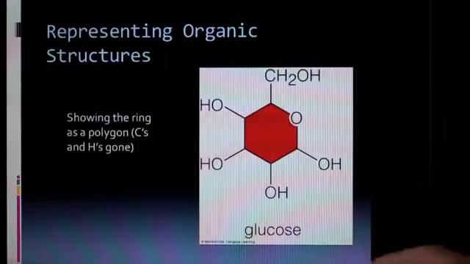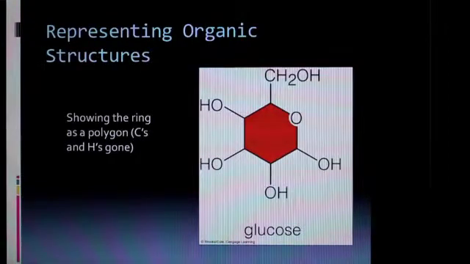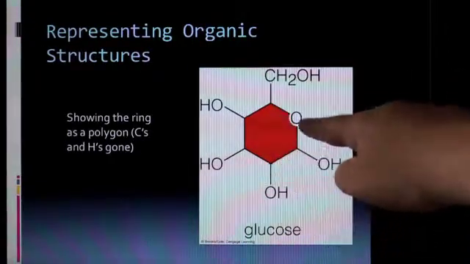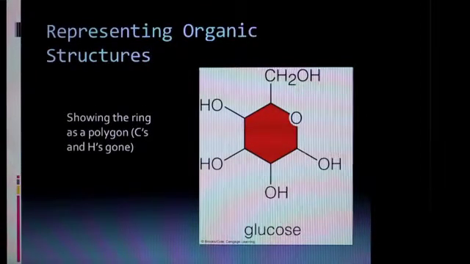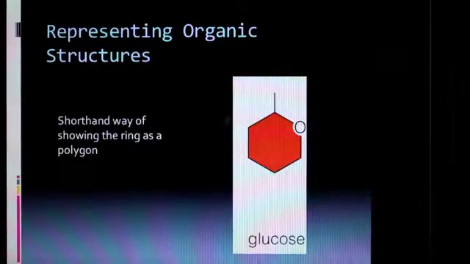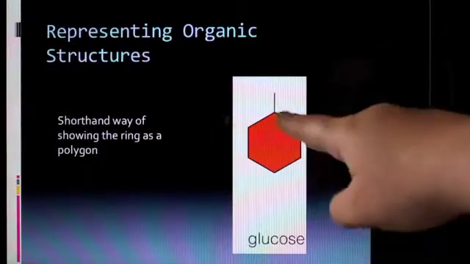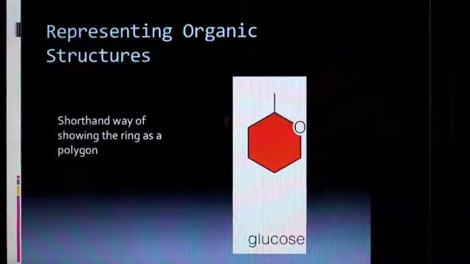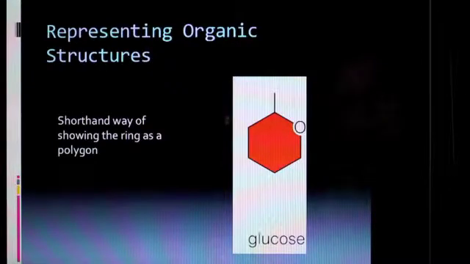You can also represent organic structures with rings. So all the C's and H's that were around here are gone, and now you just have a ring. That's another way that organic chemists will show you glucose. And then here is the simple minimalistic way of showing glucose. You just show the ring as a polygon, and there's a stick because there's a carbon at the end. Again, don't worry about it. Just when you see this, know it's not Pac-Man's cousin, it's an organic molecule.